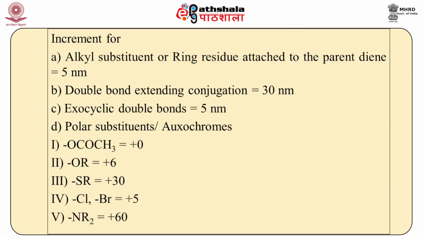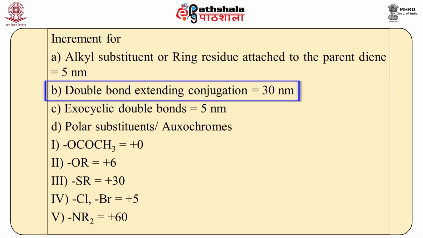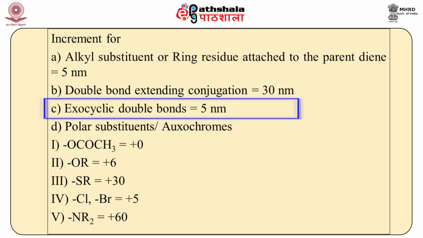Now, coming on to the increment values. The increment value for alkyl substituents or a ring residue attached to the parent diene is 5 nanometer. Double bond extended conjugation is given the value of 30 nanometer. The increment value for exocyclic double bonds is 5 nanometer.